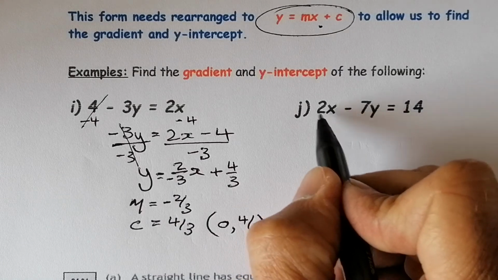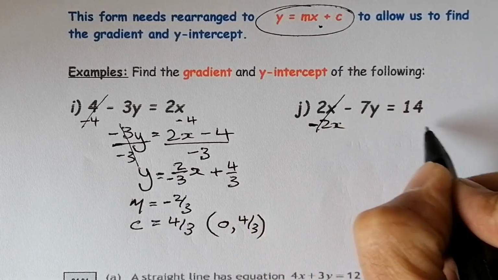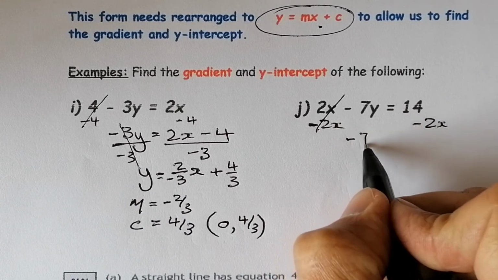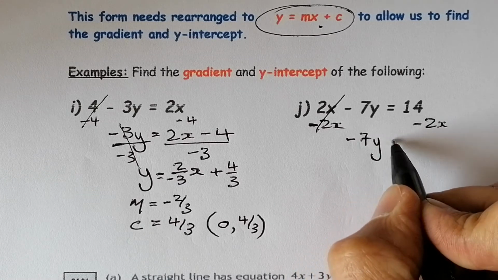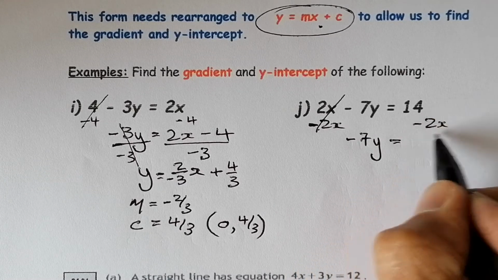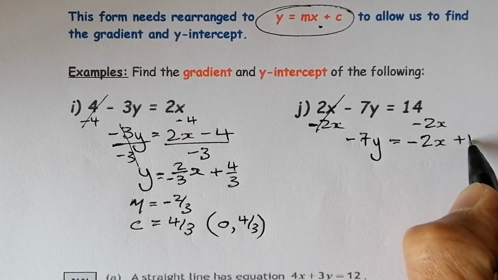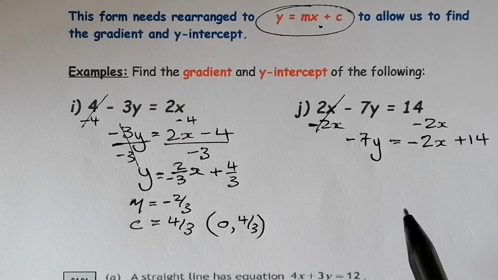Right then, so I don't want 2x on this side here, so I'm going to subtract 2x. That will eliminate that. I'm going to subtract 2x from the right-hand side as well, leaving me minus 7x, minus 7y is equal to, I'm going to write the x part first, so that's going to be minus 2x, and that's a plus 14 that's sitting up there. So there I've got an equation of the straight line there in a different form.